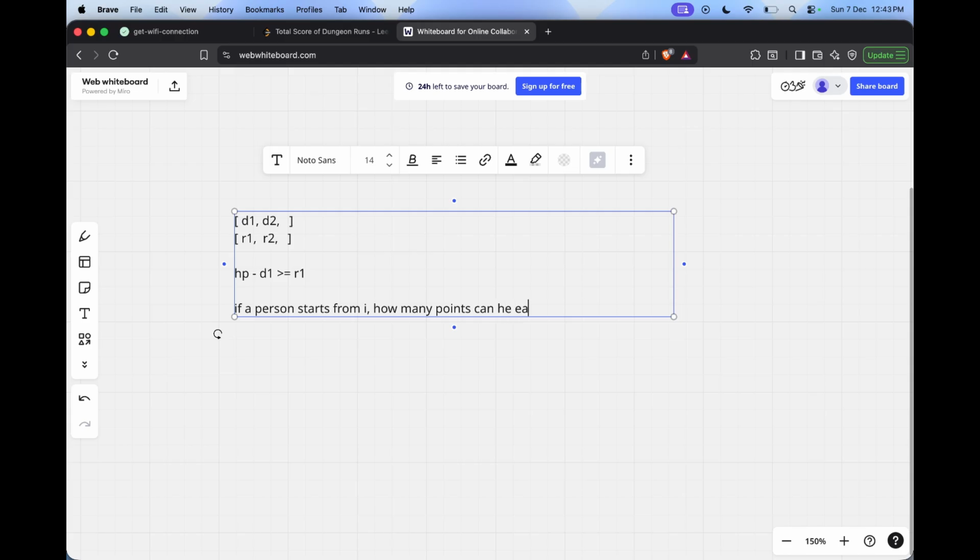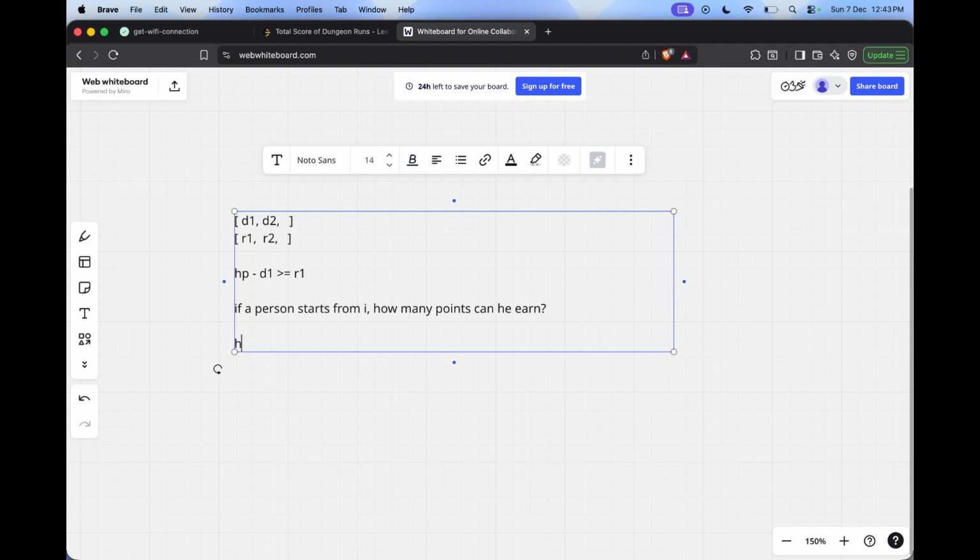Alright. Now, let's say we are currently at the ith index. How many j indices satisfy the criteria of gaining a point?